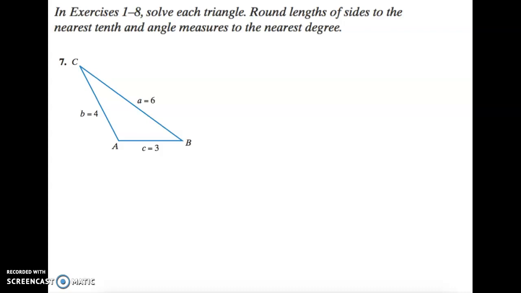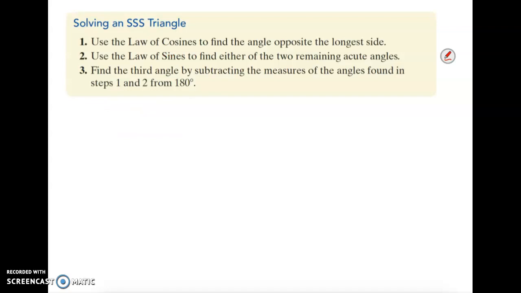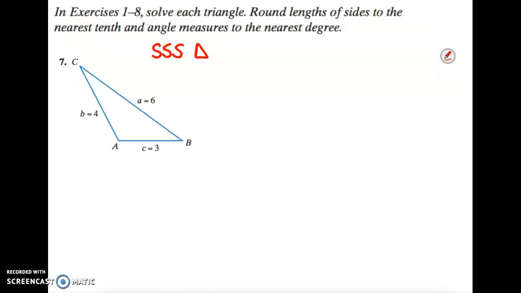So we have this triangle ABC with 3 given sides. So we have a side, side, side triangle. So if we go back, step 1 is to use the law of cosines to find the longest side and that opposite angle of that longest side. So the longest side is side A of 6 units. So we need to find angle A.